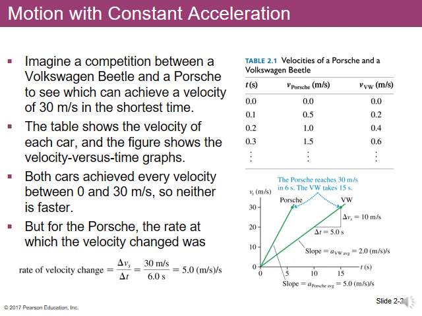Before we get to that, let's talk a little bit about constant acceleration in general. Now let's start with a simple situation. Imagine that we have a race between a Volkswagen Beetle and a Porsche to see which can achieve a velocity of 30 meters per second in the shortest amount of time. So we can make a table of each car's velocity over time and make a graph of velocity versus time.